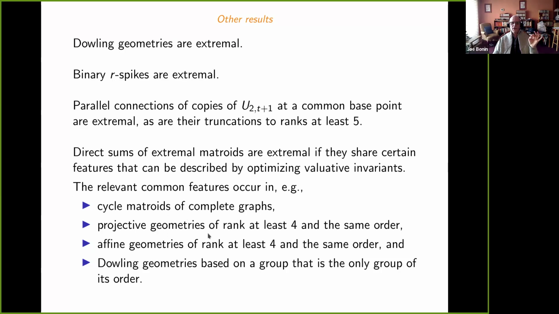Direct sums of projective geometries of rank at least 4 in the same order are extremal. I can add planes if there's only one plane of that order. Similarly for affine geometries. And then if there's a unique group of given order, this will apply to the Dowling geometries based on that group also. Now, I can't mix within those categories. So it's a very restrictive result, but sort of the best we know at this point.